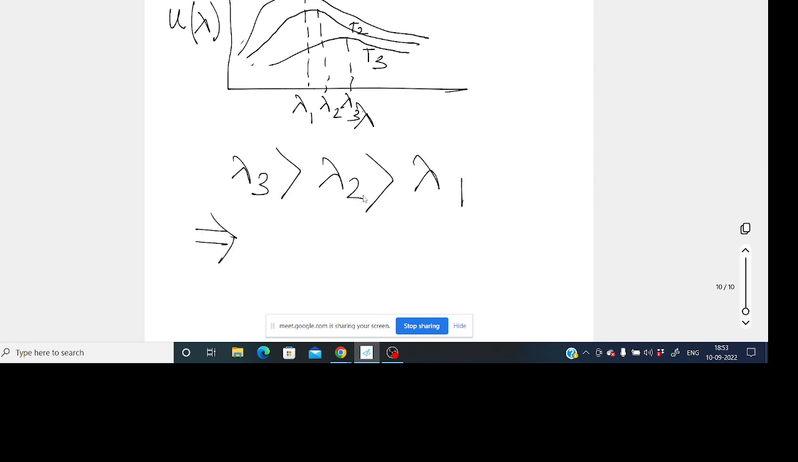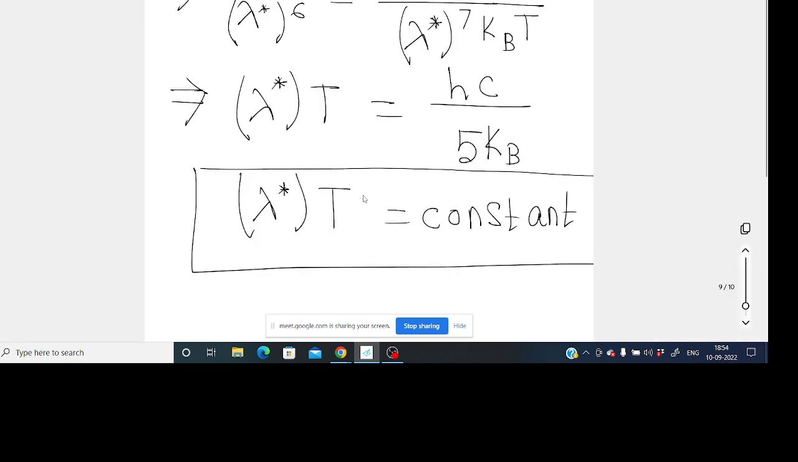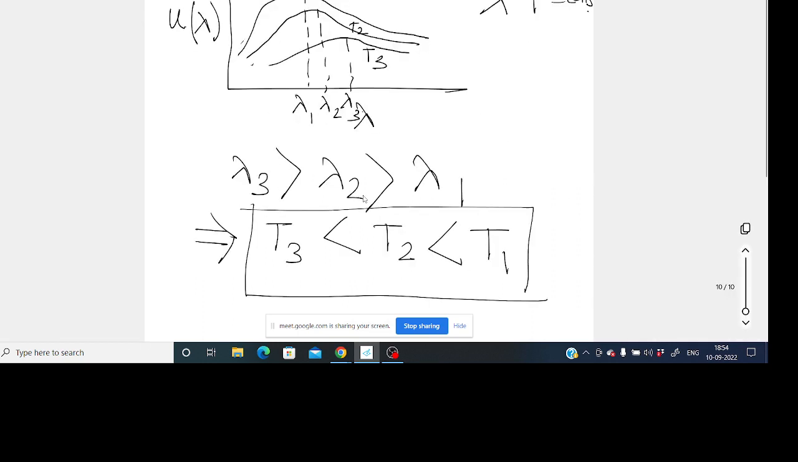But we have lambda T equal to constant. So T3 less than T2 less than T1. So this is a consequence of Wien's displacement law. This is called Wien's displacement law. Clear? Any question? Yes, sir. Okay.